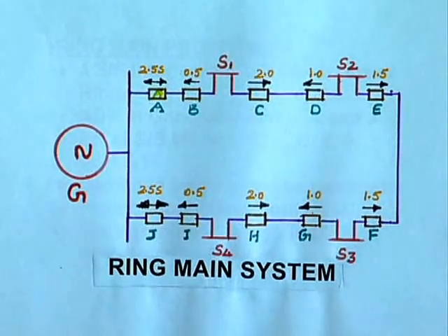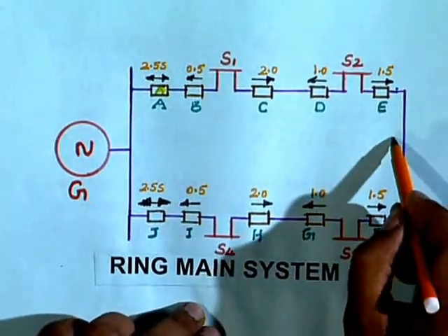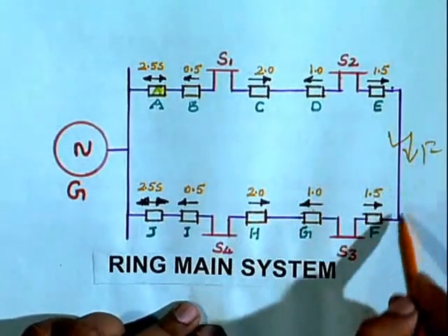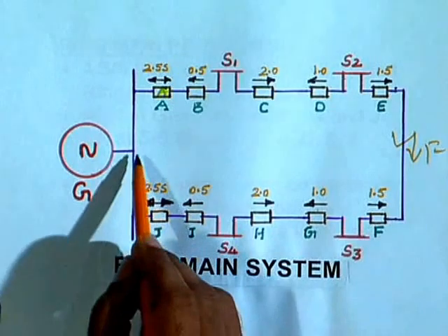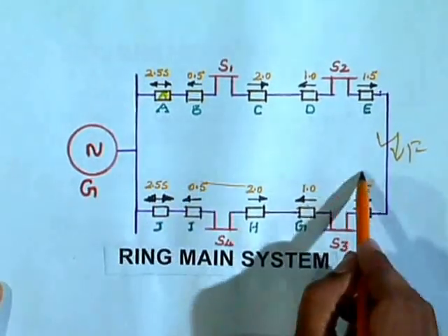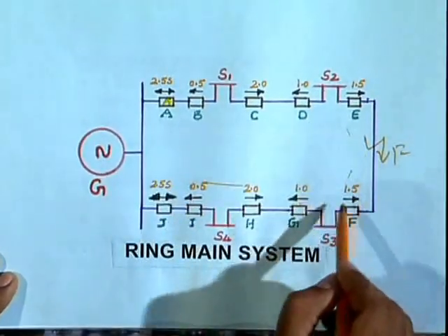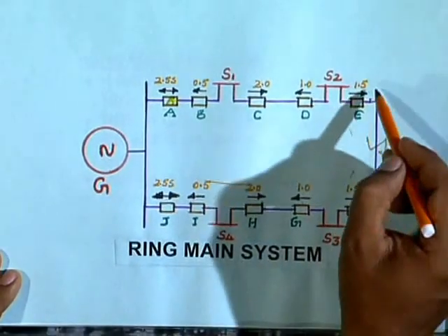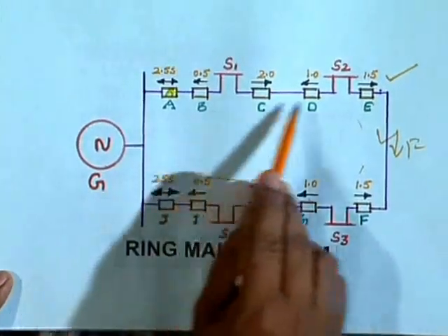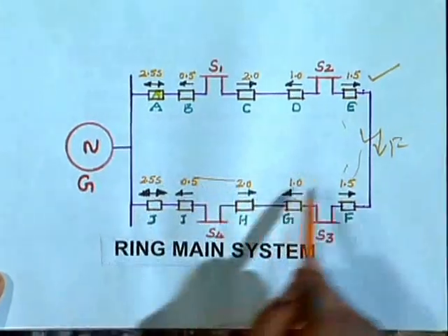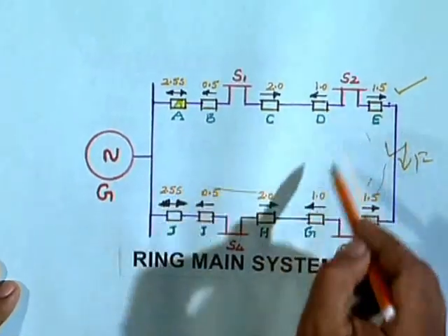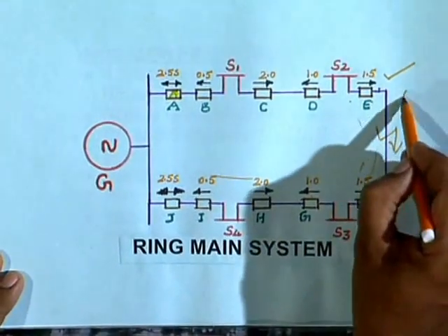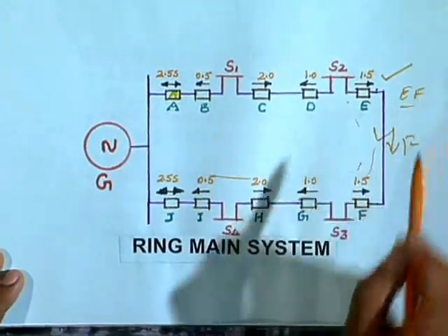Now let us see if the fault occurs at section EF. If the fault occurs at section EF, then the fault current will be flowing like this and the fault current also coming like this. If the fault current flows like this, then the relay will operate. If the fault current comes like this, because once a fault occurs, the current will be flowing in both the directions. So E will operate, F will operate. Therefore relay E and F will operate.